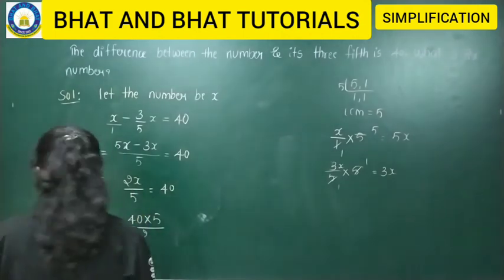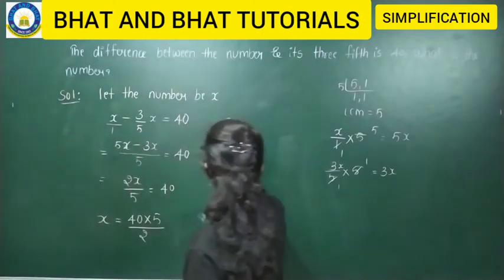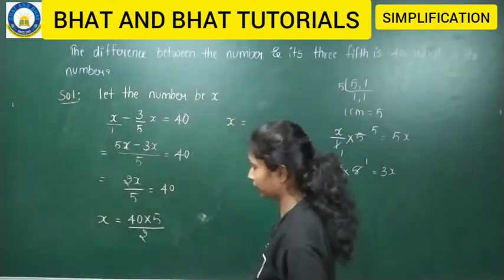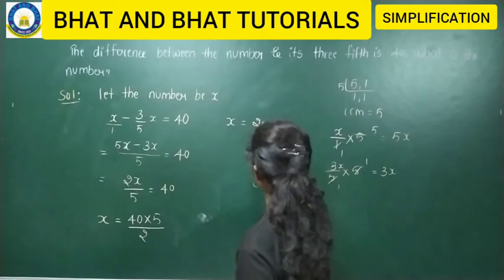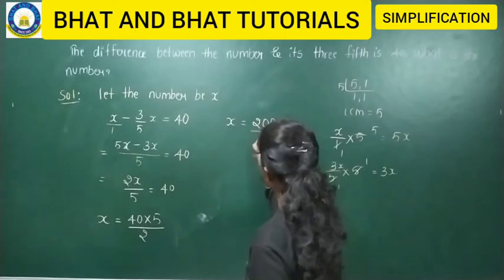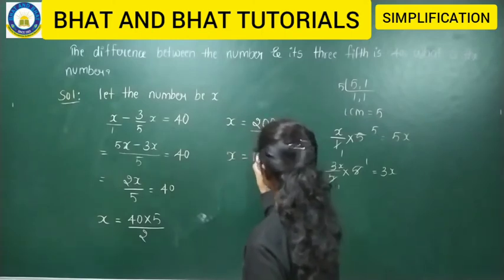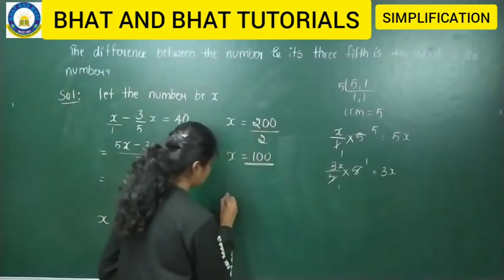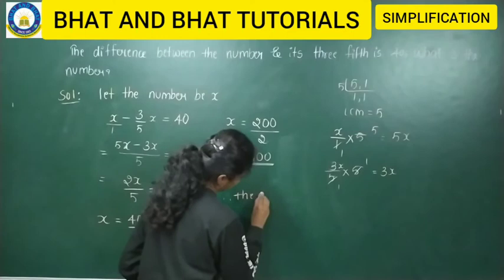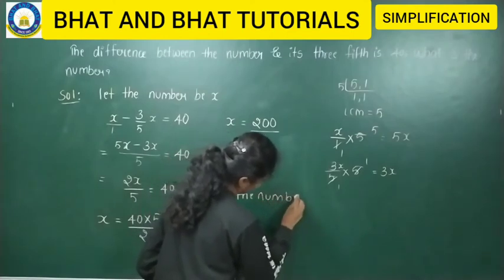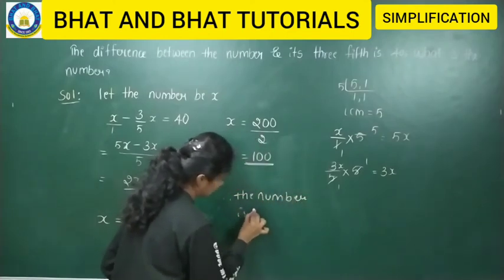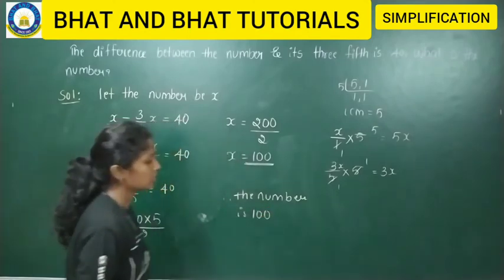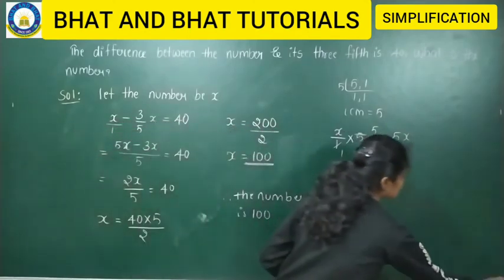So now x is equal to, I'll be continuing over here, 40 fives are 200 divided by 2, x is equal to 100, and therefore the number is 100. Got this? So again I'll just explain, you can listen to me.